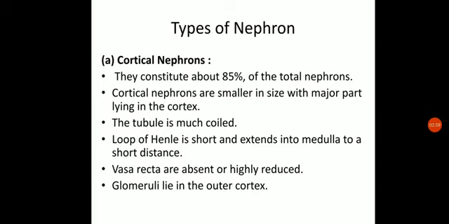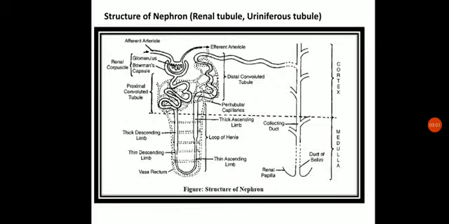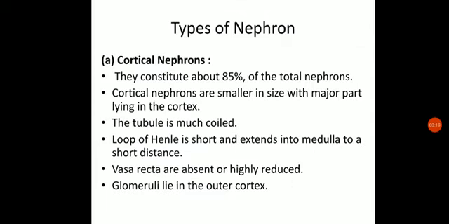Vasa recta are absent or highly reduced. Vasa recta is basically a specific network of capillaries surrounding the loop of Henle. This is the loop of Henle, and surrounding it there are these dash-like structures. These are capillaries which are responsible for reabsorption. This is called the vasa recta. These vasa recta are almost absent in the case of cortical nephrons because the loop of Henle is also smaller.